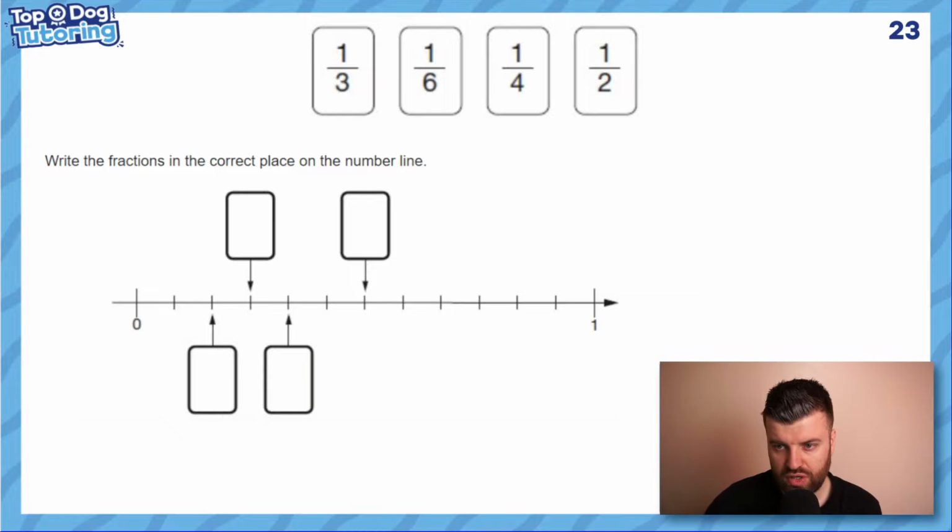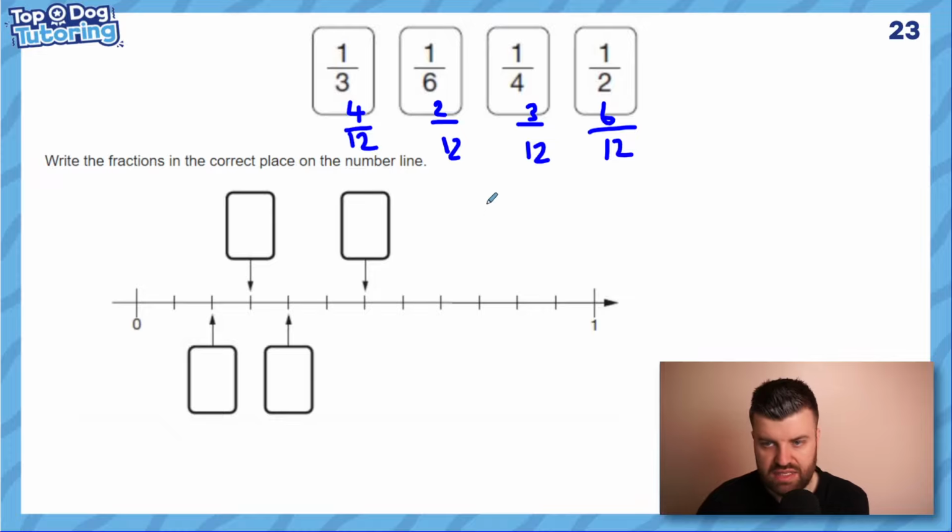Now, we could look at 3, 6, 4, and 2 and find a common multiple. What's the lowest common multiple that goes into all of these? And the answer would be 12. 12 is in the 2 times table, the 4 times table, the 6 times table, and the 3 times table. 3 times 4, so that's 4 12s. 6 times 2, so that's 2 12s. 4 times 3, so that's 3 12s. And 2 times 6, so that's 6 12s.